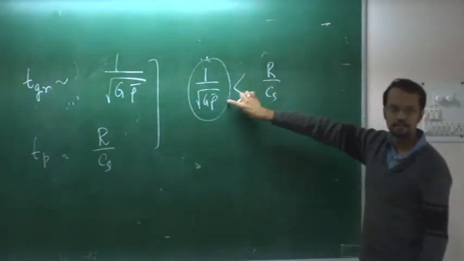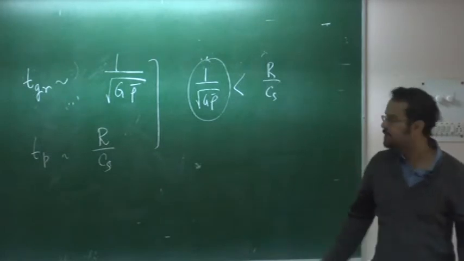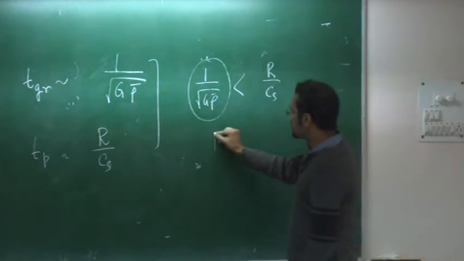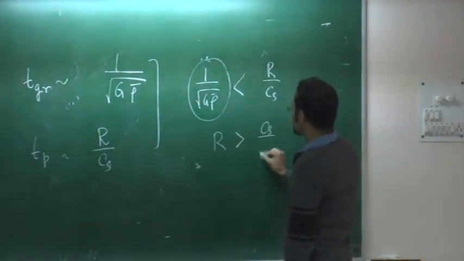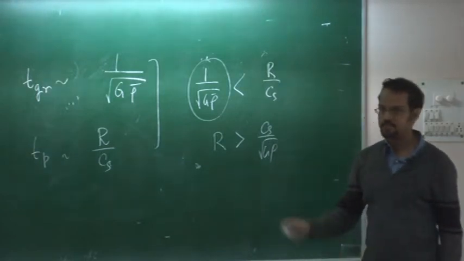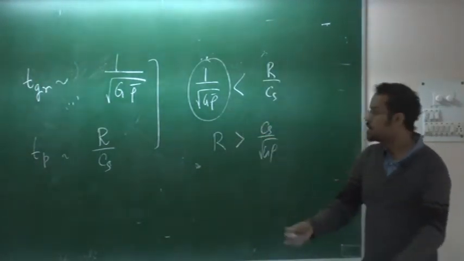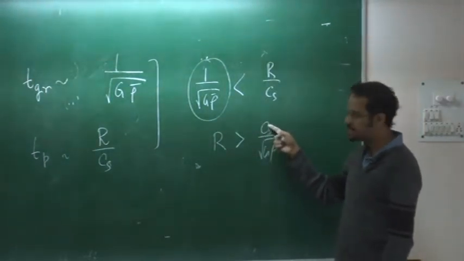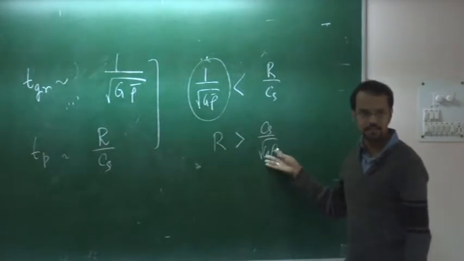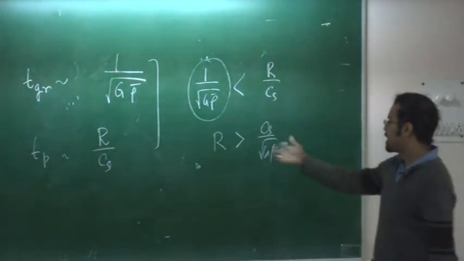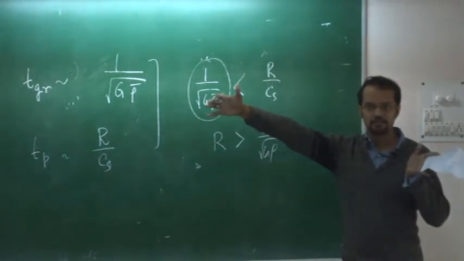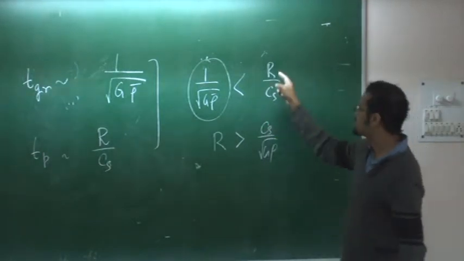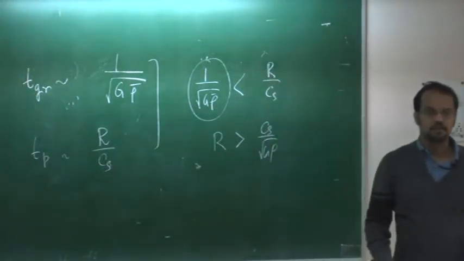Whereas if you reverse it, pressure processes will annul the whole thing, and this will not even have time to collapse. So this can be reworded as R greater than some Cs by root G rho. This is the condition when collapse is going to occur. So there exists a scale which is now related to the sound speed and G and rho bar of that particular medium. For scales which are larger than that, there is a collapse. Whereas for scales which are smaller than that, you won't have this.